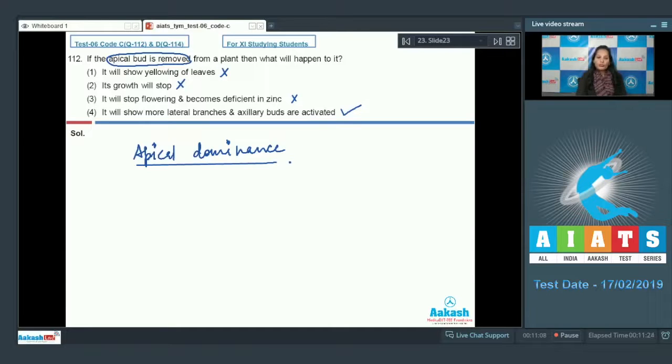This is true. If apical bud has been removed, then the concentration of auxin decreases and apical dominance will be prevented. Hence, it will show more lateral branches. So, the correct option for the given question is option number 4. Let's move on to the next question.